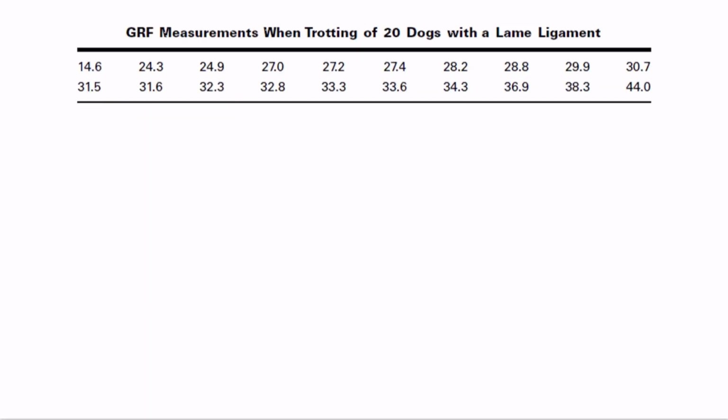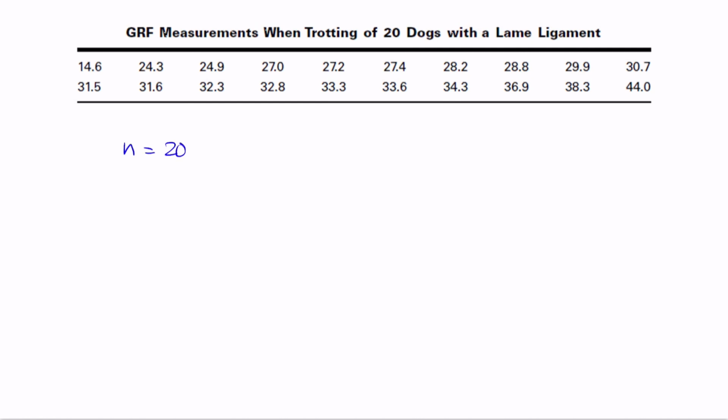Now let's take a given data set and try to find the actual values. So let's take an example of percentiles. This is data of GRF measurements when trotting of 20 dogs with a lame ligament. Let's check the total number of observations. You have 1, 2, 3, 4, 5, 6, 7, 8, 9, 10. So there are 20 observations in total.